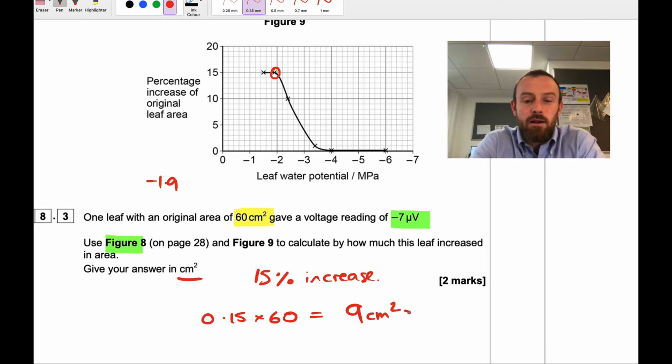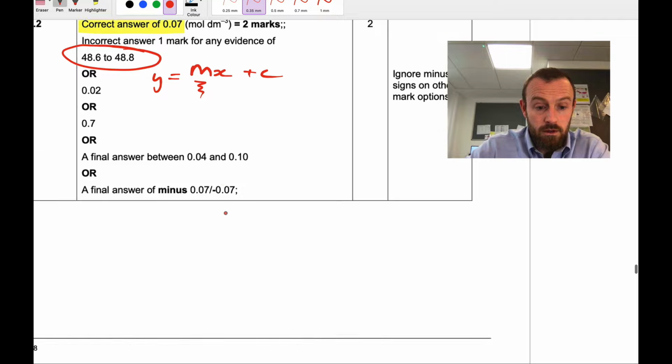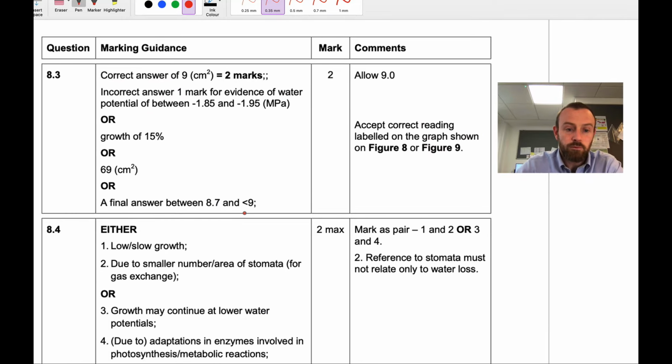Okay, so that question was tricky because you had to look at multiple graphs and keep an eye on what you were actually doing. Let's check the mark scheme, check I got it right. I hope I did. 9, yeah. But you would get some marks if you didn't get all the way for evidence of calculating a water potential, so that's using the top graph, or somehow getting evidence of knowing the growth is 15%, or evidence of having calculated that it would go from 60 to 69, but then if maybe you forgot to, because it's actually asking for the difference, not the new figure.